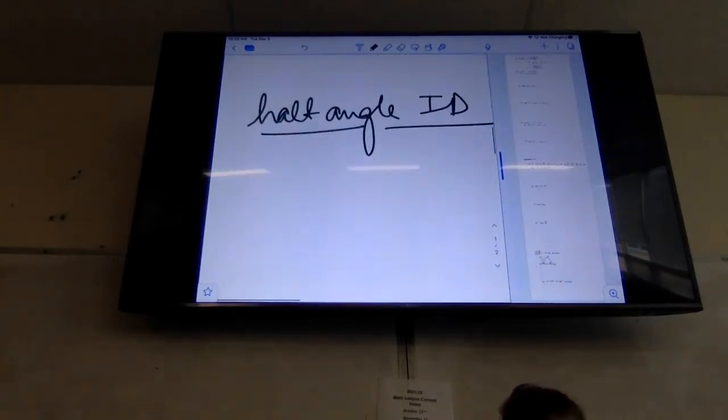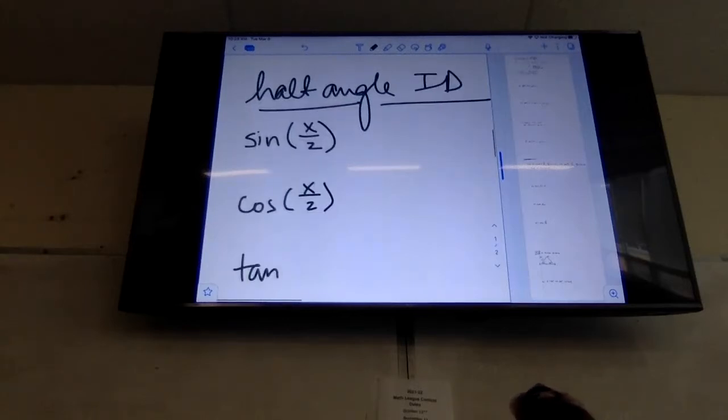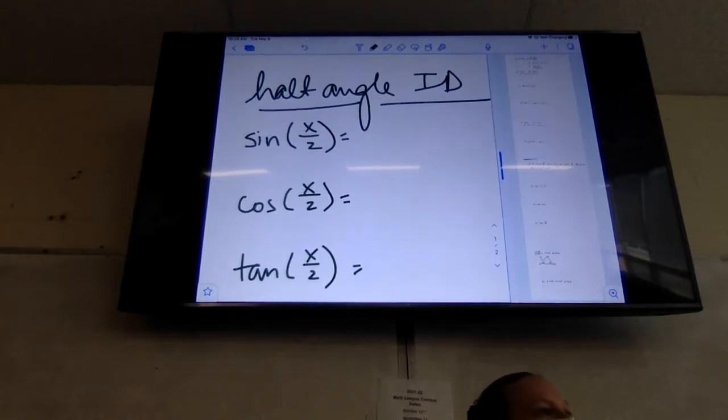So half angle identities. That means I'm going to do sine of an angle divided by 2, cosine of an angle divided by 2, and tan of an angle divided by 2. I think the double angles make a little bit more sense. I feel like I can explain how we derive them a little bit better, but half angles, we just kind of have to trust and believe.